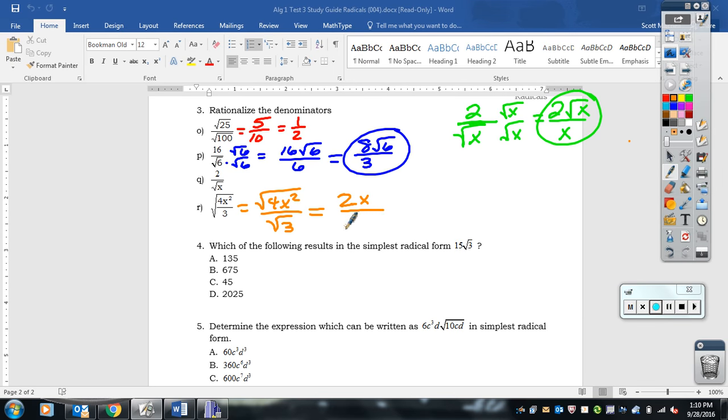And the square root of x squared is x, but I still have that rad 3. Still got to rationalize the denominator. Multiply by the exact same denominator. 2x times rad 3 is 2x rad 3, and rad 3 times rad 3 is 3. No more simplifying I can do because the outside stuff can't be simplified any further.